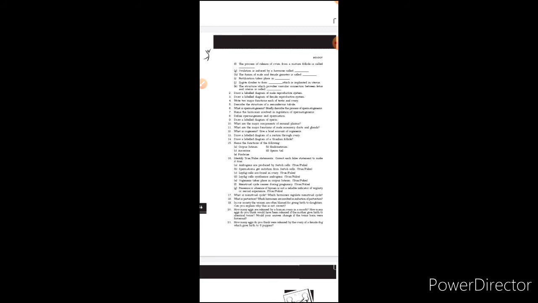Okay. Question number 16, you have to justify true and false statements and you have to write the true statement. Question number 17, what is menstrual cycle and which hormones regulate the menstrual cycle? Question number 18, what is parturition and which hormones are involved in the induction of parturition?